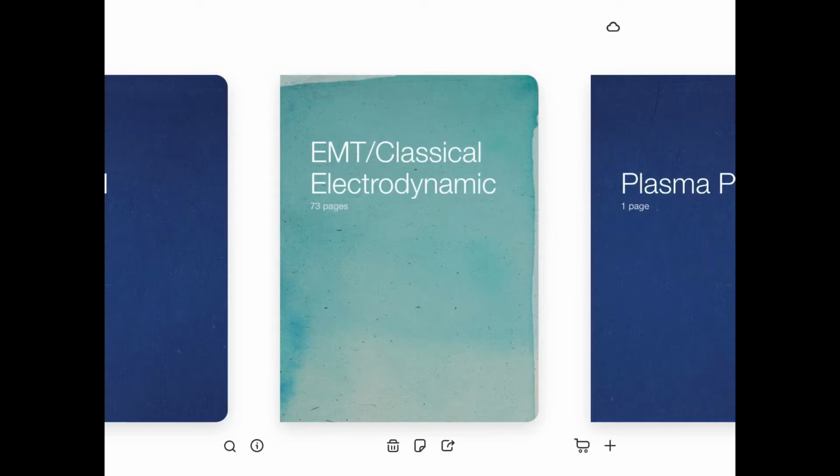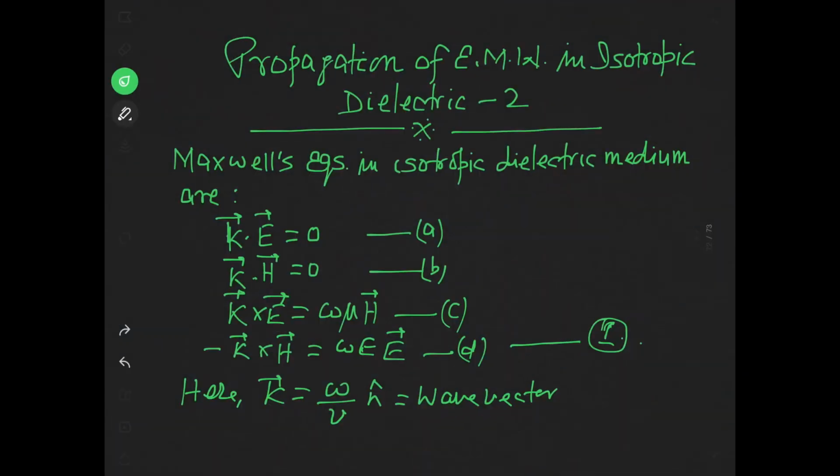In the last class, we started to discuss the propagation of electromagnetic waves in an isotropic dielectric. We have arrived at Maxwell's equations in a particular form using the operators del equal to ik and del t equal to minus i omega. And those Maxwell's equations in their new forms are the following.